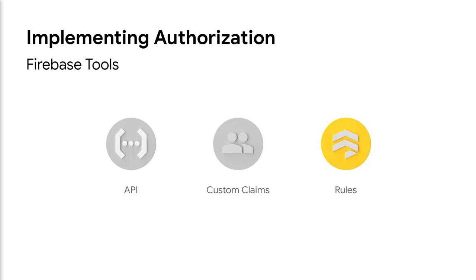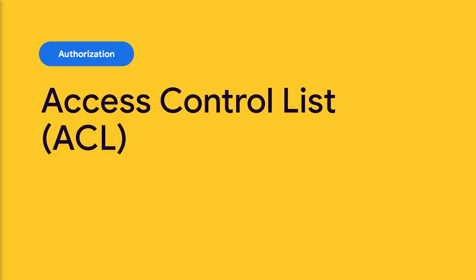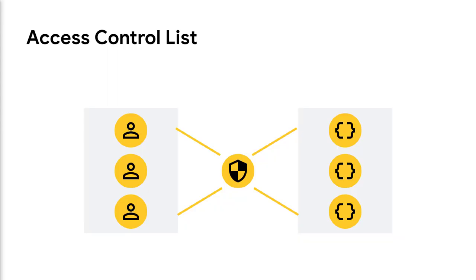And you can use rules to restrict access to data and files, allowing direct client access via the SDK. But with rules, you are limited to a small number of simple declarative statements. The reality is, you will use 2 of these tools, or even all 3, in the implementation of your authorization strategies. An access control list, or ACL, is a strategy commonly used for file systems and networks.